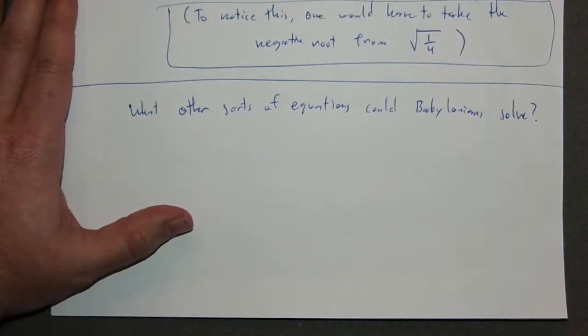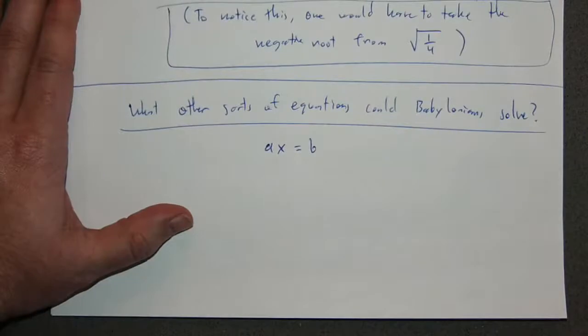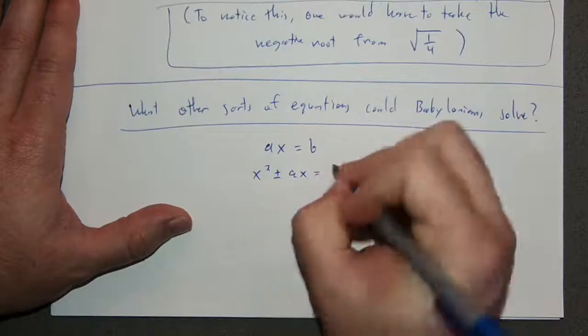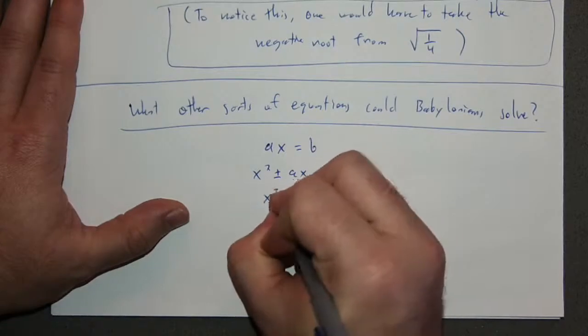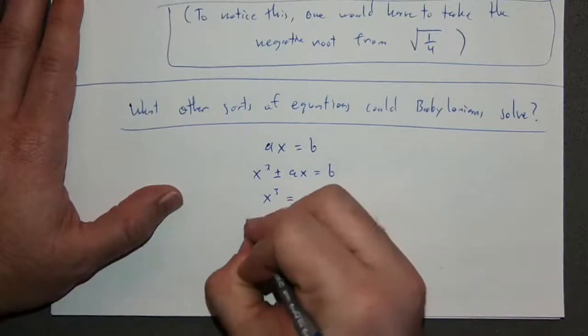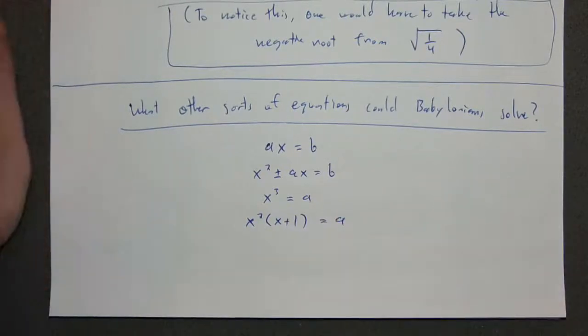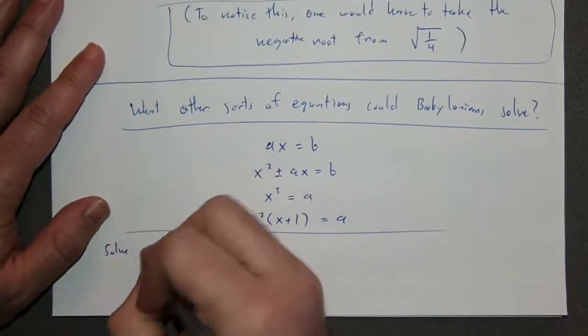Well, they could solve linear equations, ax equals b. They could solve x squared plus or minus ax is equal to b. They could solve for cube roots, so x cubed is equal to a. They could solve particular cubics like this: x squared times (x plus 1) is equal to a. They could actually also solve some simultaneous systems of equations.